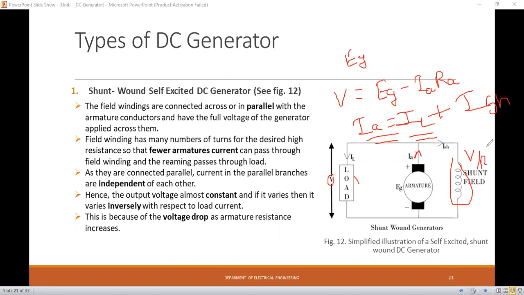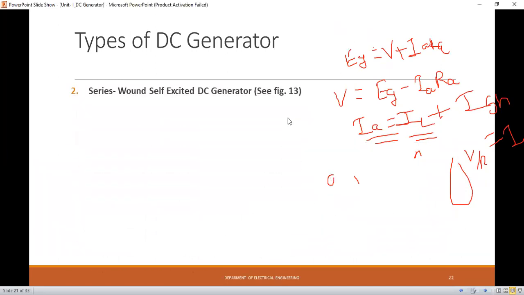V divided by R is nothing but I according to Ohm's law, that is ISH. V divided by RSH is equal to ISH. And the voltage equation, V is equal to EG minus IARA, or we can write EG is equal to V plus IARA. So this is related to that of shunt machine, or it may be shunt DC generator.